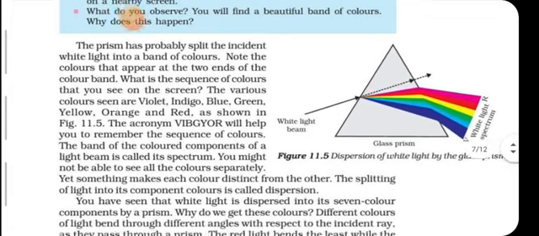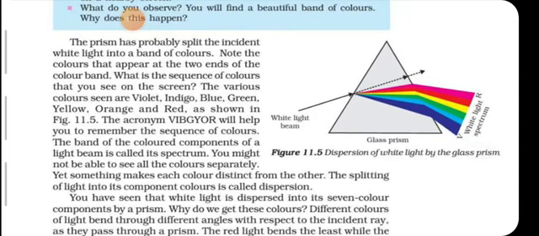The band of these colored components of the light beam is known as spectrum. You please note, students, that whenever this group of colors, or the band of color components, is produced from a white light, it is known as spectrum.